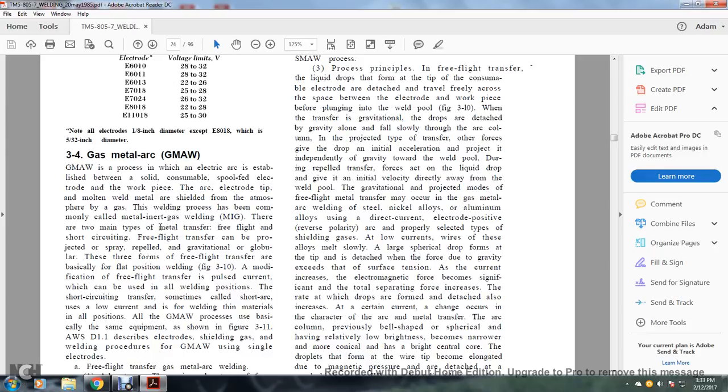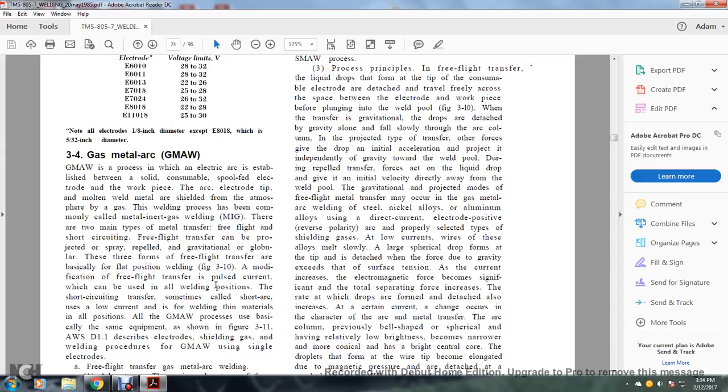There are two main types of metal transfer: free flight and short circuiting. Free flight transfer can be projected spray, repelled, gravitational globe, or globular. The three forms of free flight transfer are basically used in flat position welding, as in figure 3.10. A modification of free flight transfer is pulsed current, which can be used in all welding positions. Short circuiting transfer, sometimes called short arc, is used with low current and thin materials in all positions.